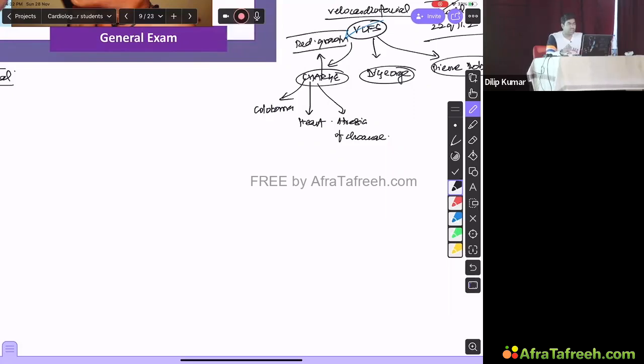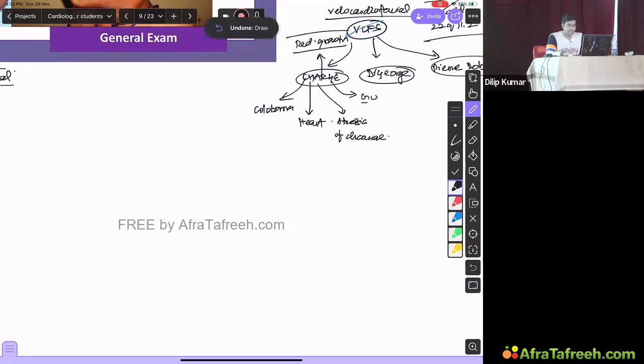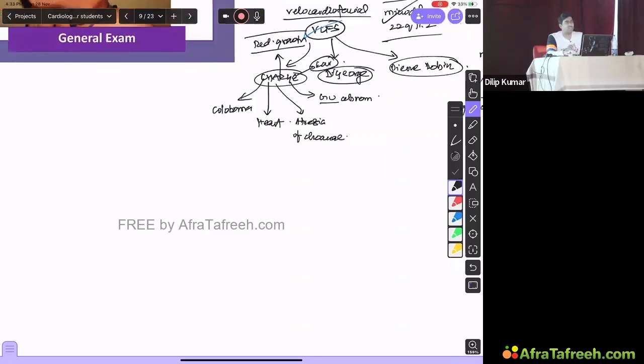Okay, short stature, reduced growth. And G stands for genitourinary abnormalities, GU abnormalities. And E stands for ear abnormalities. Coloboma, heart abnormalities, atresia of choana, that is choanal atresia, reduced growth, genitourinary abnormalities, and ear problems. Okay, so this is called CHARGE association.